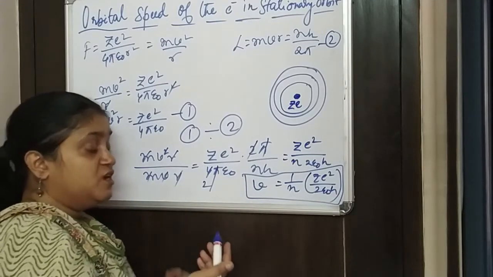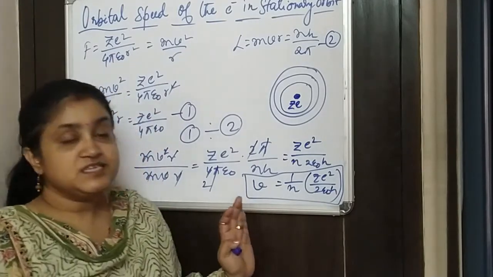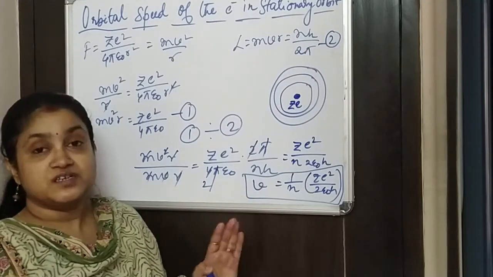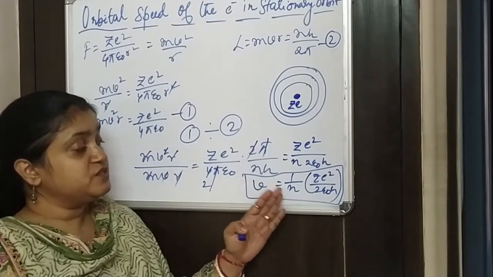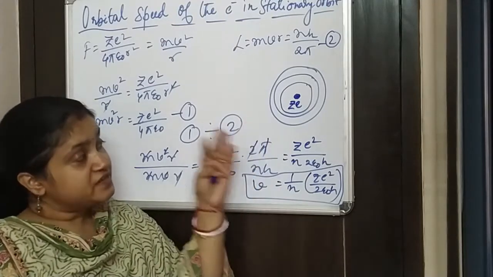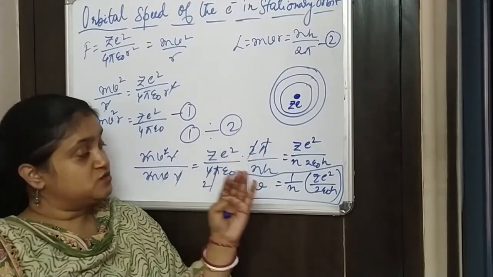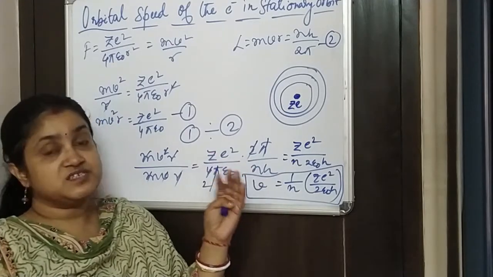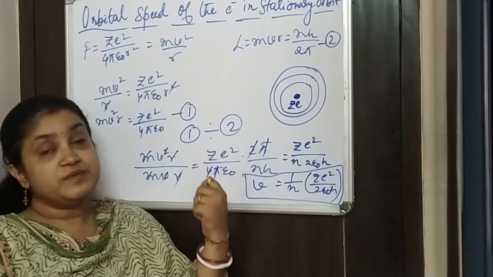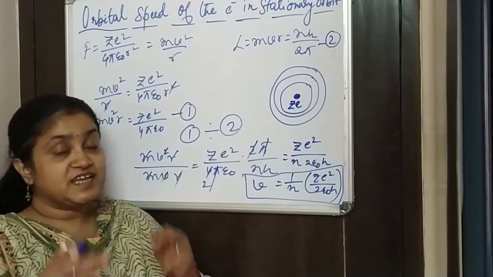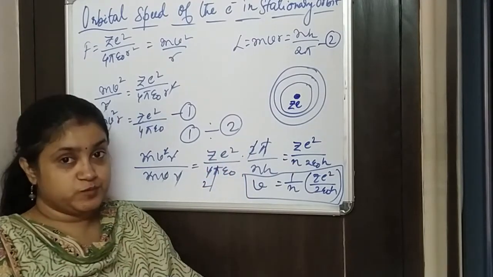So from here we see that the velocities of the electrons are also quantized. It cannot have any velocity as it wants. It has a certain particular velocity at those particular orbits. So this gives us the concept that even the velocity of the electron in the orbits is quantized, and they have a particular value.